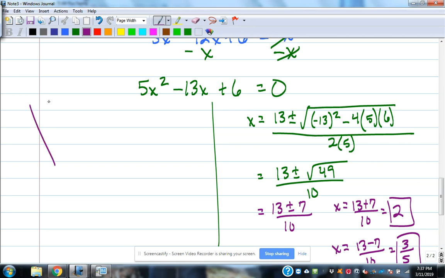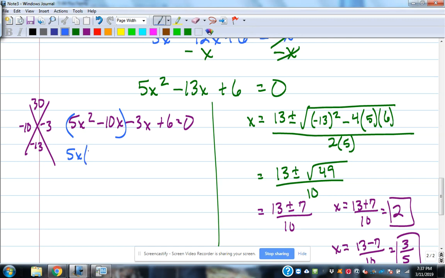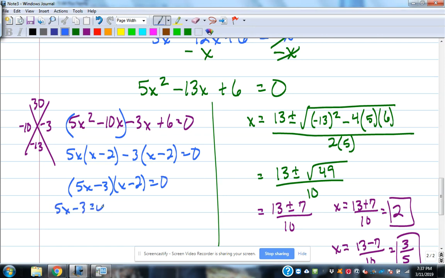If you did factoring, you get the same thing. You did -10 and -3. So that'd give us 5x squared minus 10x minus 3x plus 6. Group: 5x times x minus 2, minus 3 times x minus 2. And then we get 5x minus 3 times x minus 2. And then 5x minus 3 equals 0 is where I get x is 3/5, and x minus 2 equals 0 is where I get x equals 2.